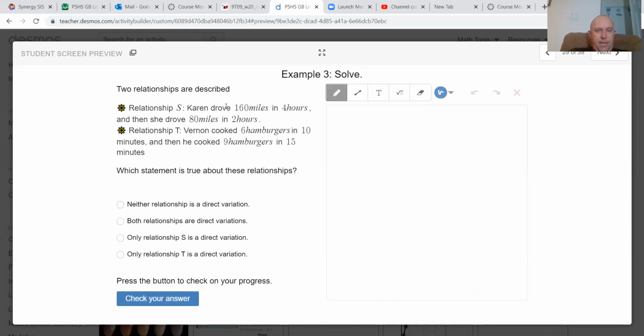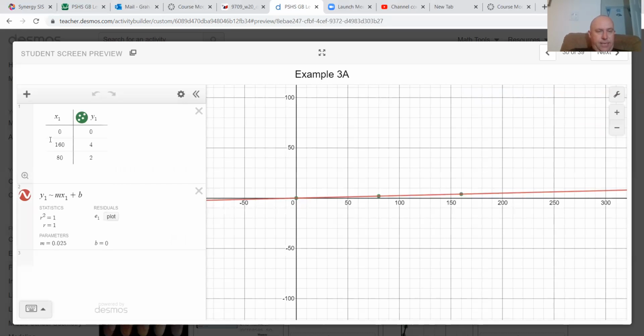2 relationships here. Relationship S: Karen drove 160 miles in 4 hours, and she drove 80 miles in 2 hours. And then relationship T. Which statement is true? So they're either both direct, neither of them are direct, only S is direct, or only T is direct. So I've actually set up both of these so I could work out the answer.